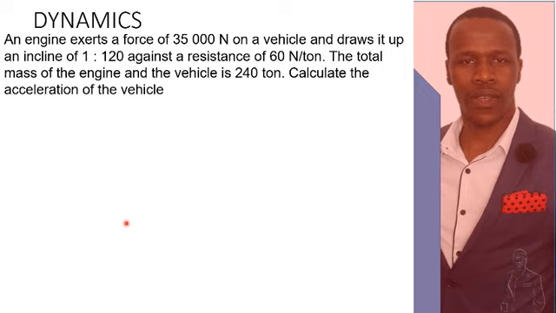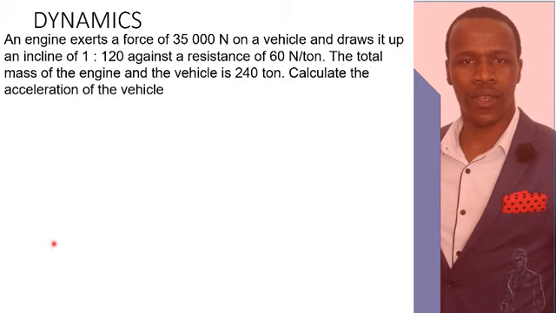Let me welcome you back again to yet another example for dynamics. Example number 2. Let me read the question. An engine exerts a force of 35,000 Newton on a vehicle and draws it up an incline of 1:120 against a resistance of 60 Newton per ton. The mass of the engine and the vehicle is 240 tons. We need to calculate the acceleration of the vehicle.